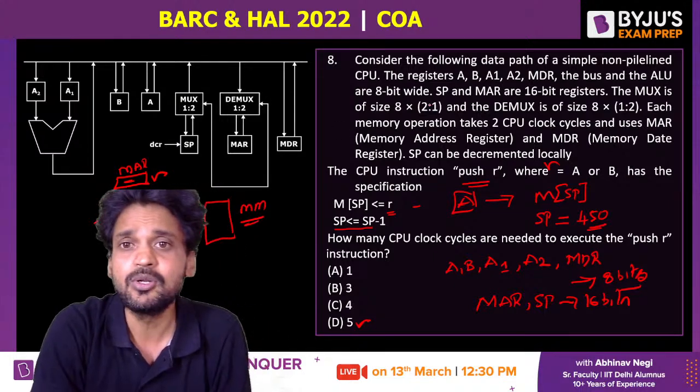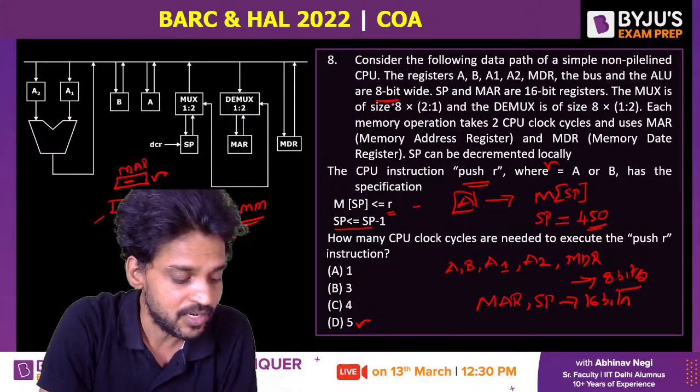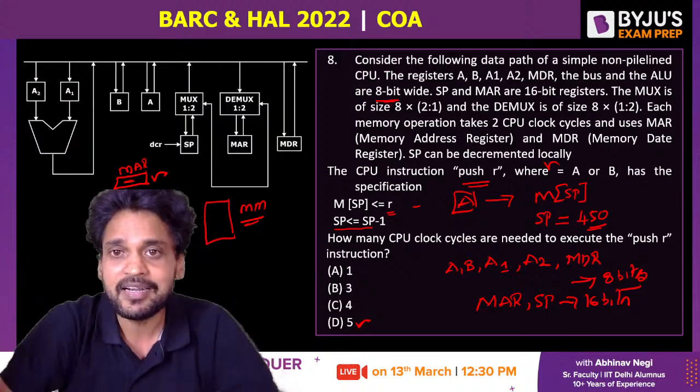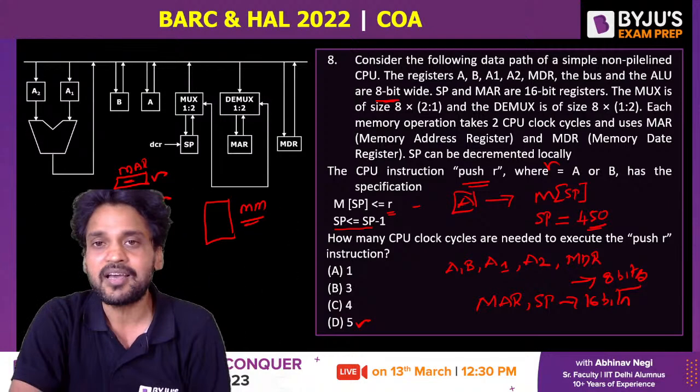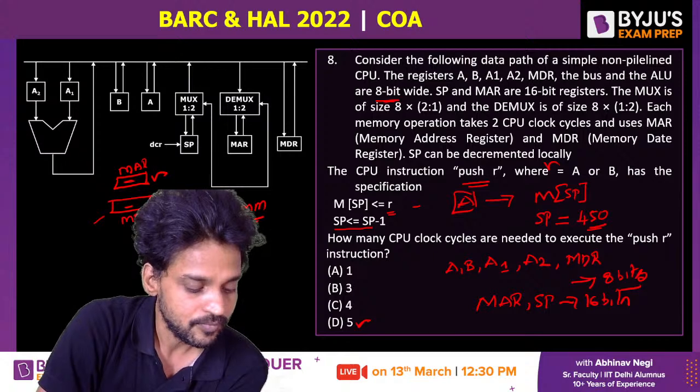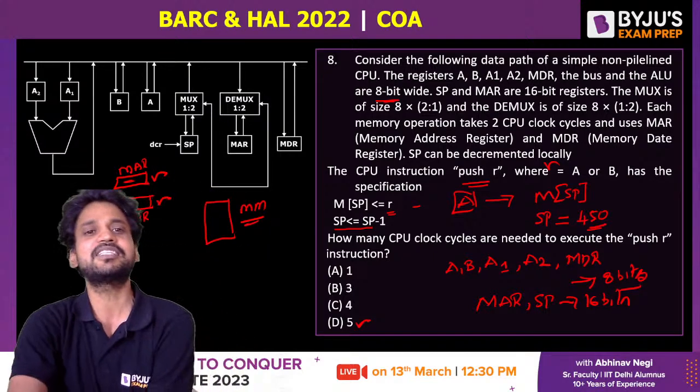That it is 8 bits. Look at this question, 8-bit wide. Arnab, I did not pretend, I did not assume. This is 8-bit as given in the question. Yes, 5 clock cycles is correct.